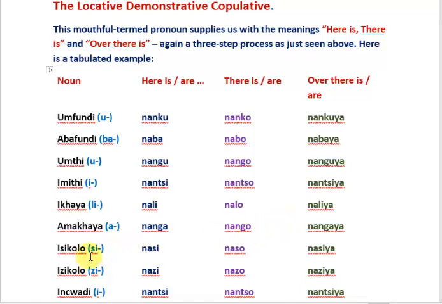Isikolo and izikolo with C and Z function very similarly. So let's go straight to izikolo. Nazi, nazo, nazia.